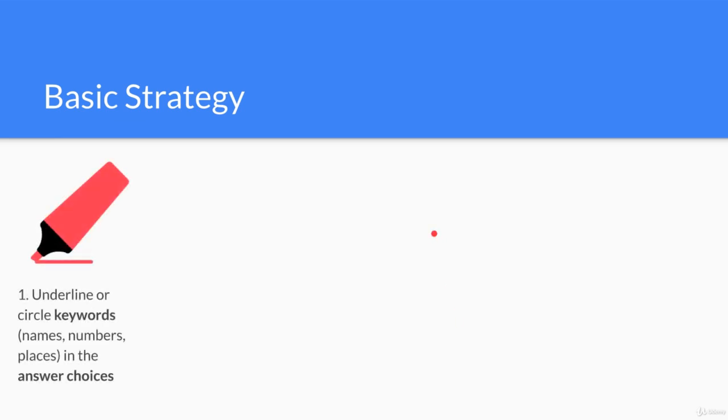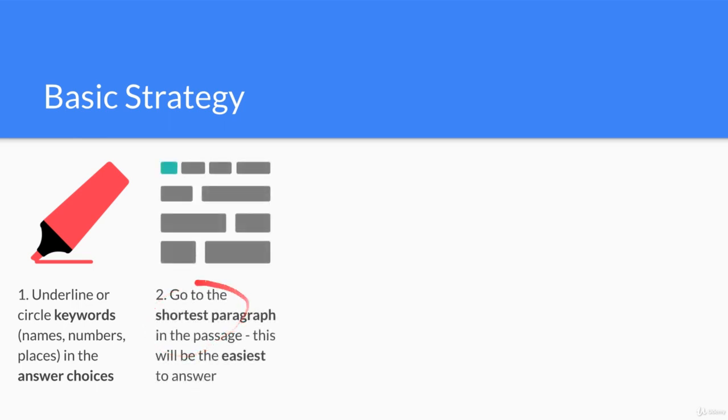The first thing is we are going to underline or circle the keywords in the answer choices. Okay, so the answer choices are going to be the list of the headings. Those are the answer choices. We're going to mark the keywords in those answer choices and then try to find those keywords and synonym language for those keywords in our paragraphs.